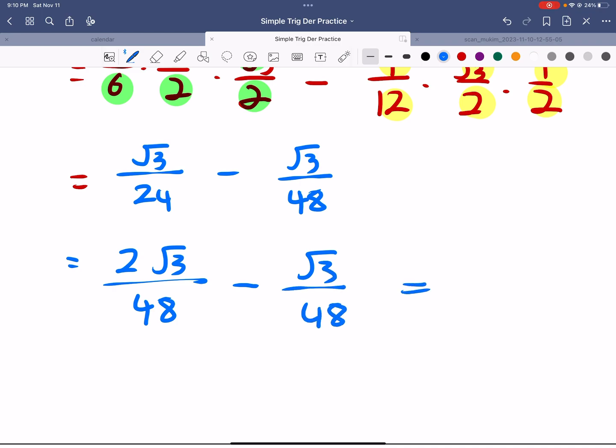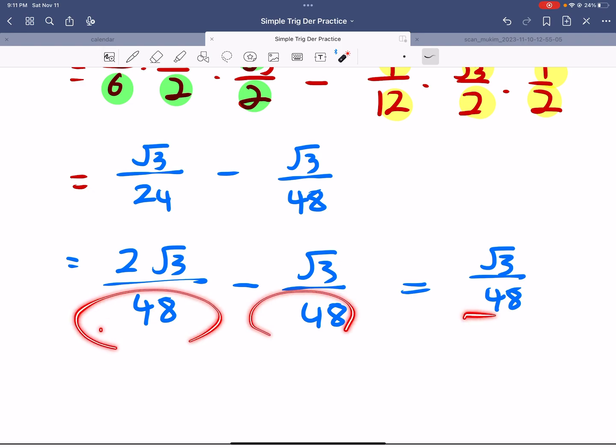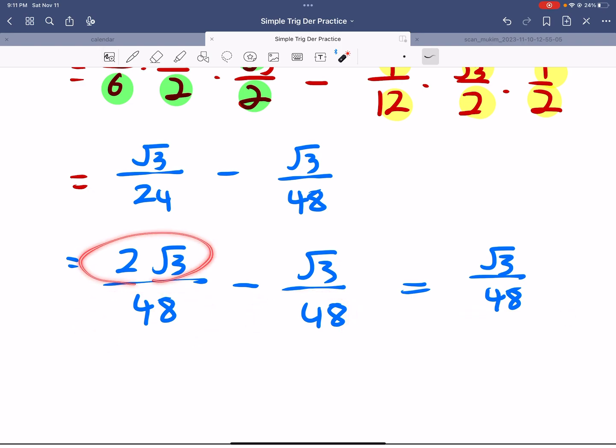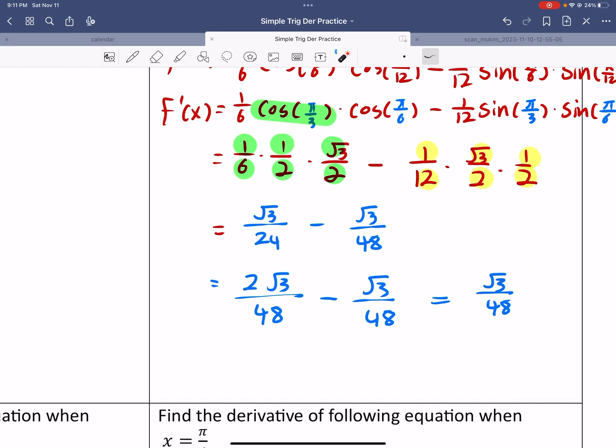And if I simplify this, that's going to be square root of 3 over 48, right? Because same denominator here. 2 square root of 3 minus square root of 3 is a square root of 3. So that's it. Wait a second. Let's see if I'm... Yep, I did not make a mistake.